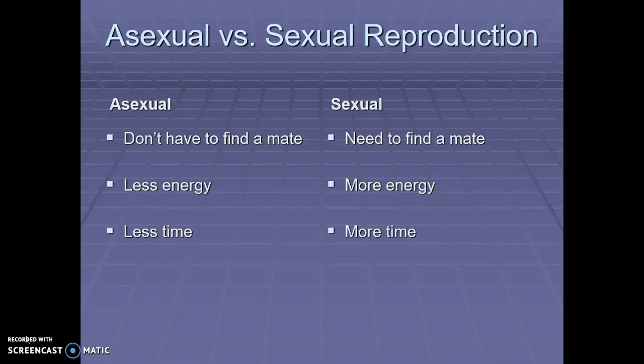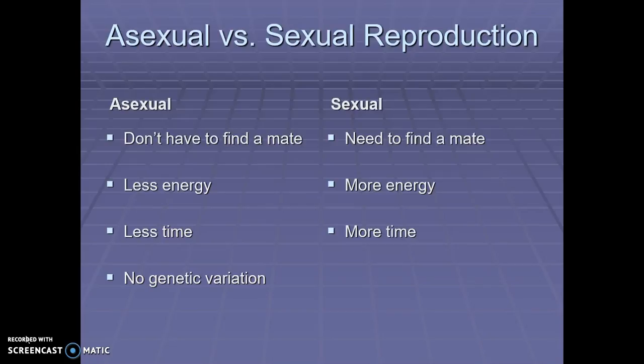More time and energy because then you got to convince that mate to mate with you, and then it doesn't take just a few hours. It takes, for humans, 9 months to combine egg and sperm and grow a whole new individual. And then you got to care for that individual after they're born because they can't take care of themselves.